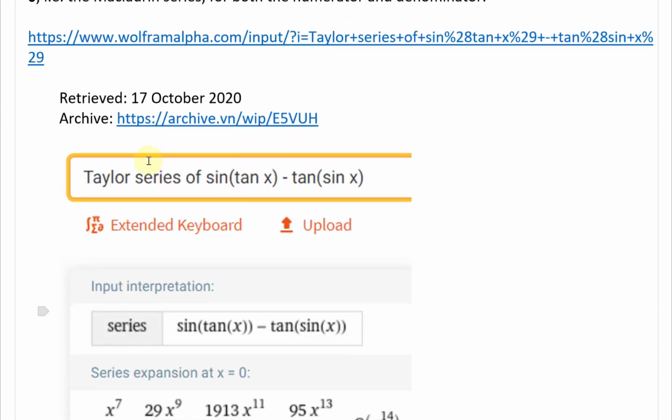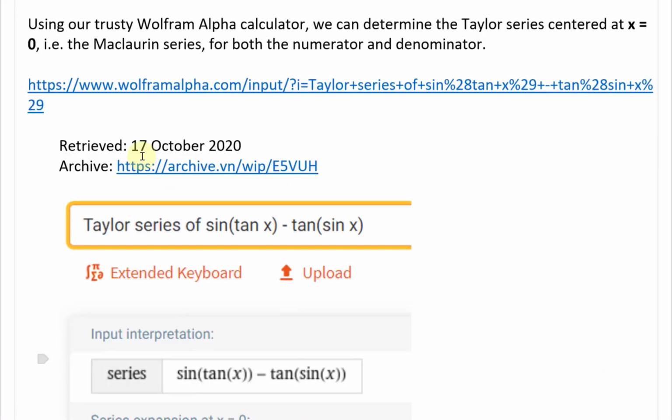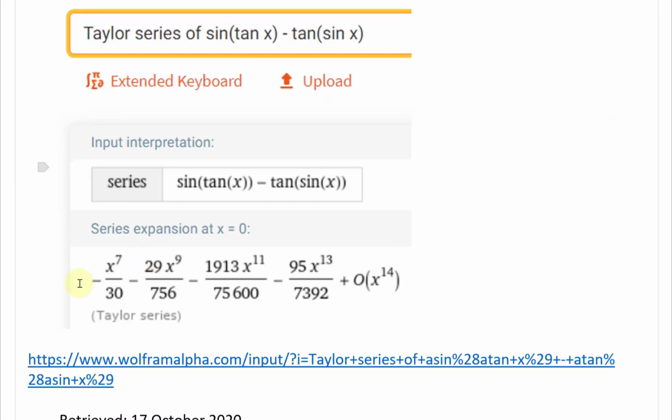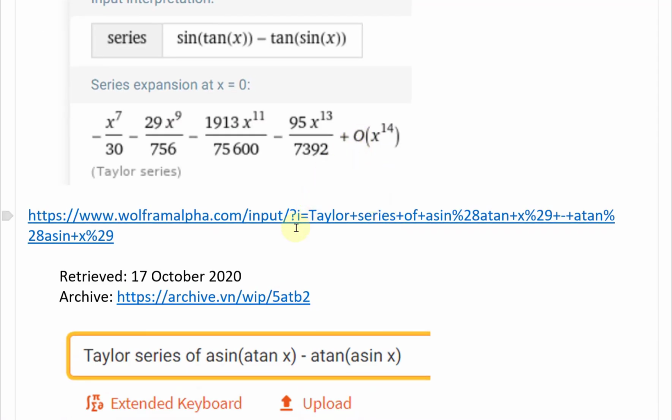So we just type in Taylor series of sin(tan x) minus tan(sin x). We get this function: negative x to the power 7 over 30, then minus 29x^9 divided by 756, etc. It keeps going on. And also there's a plus O(x^14). I'll get to that in a bit.